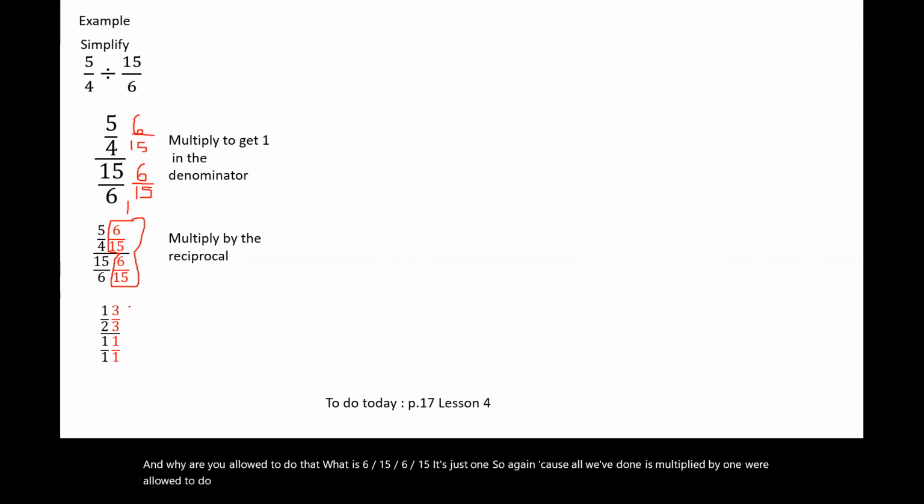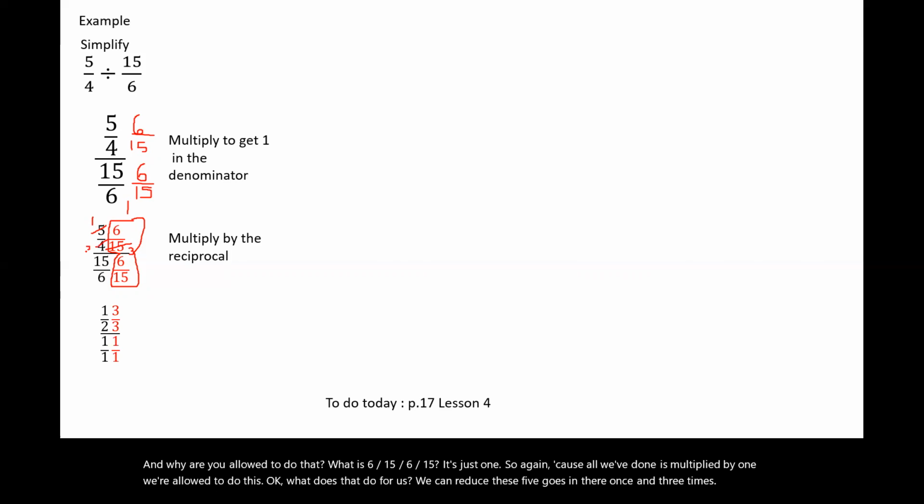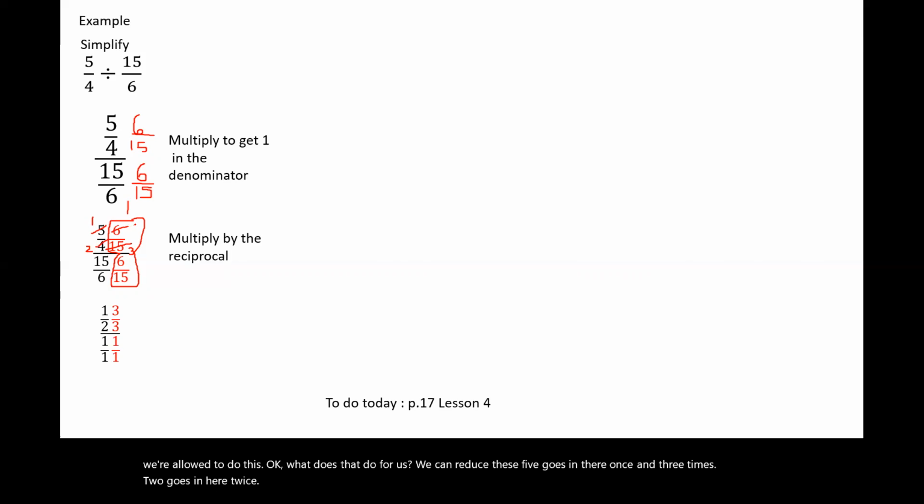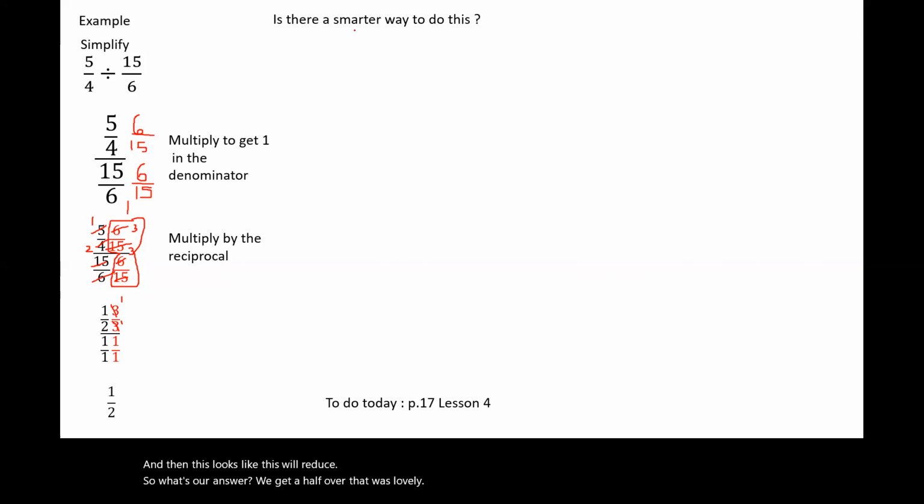Okay, what does that do for us? We can reduce these. 5 goes in there once and 3 times. 2 goes in here twice and 3 times. And we know these just become 1 and 1. Oh, and then this looks like this will reduce. So what's our answer? We get a half. Ooh, that was lovely. And as always, is there a smarter way to do this?